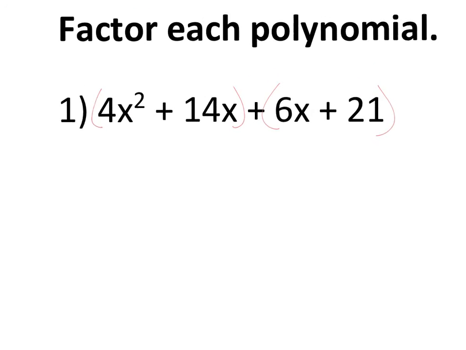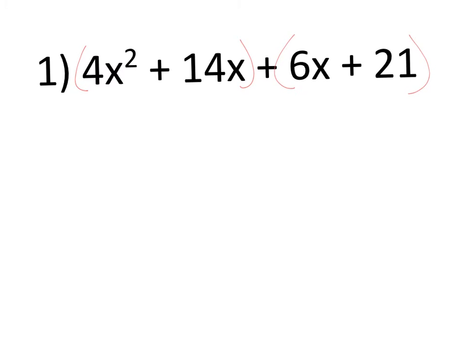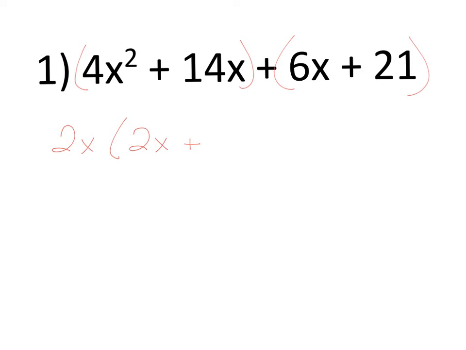So if I come down here, we're on step 2, we grouped. Now we're going to step 3, and we're going to pull a GCF from each grouping. If I look at this first part right here, I can pull out a 2, and then x squared next, I can pull out an x. So I'm going to pull out a 2x, and so when I divide by 2x, I have a 2x left here, and then 14 divided by 2 is 7, and the x got pulled out.